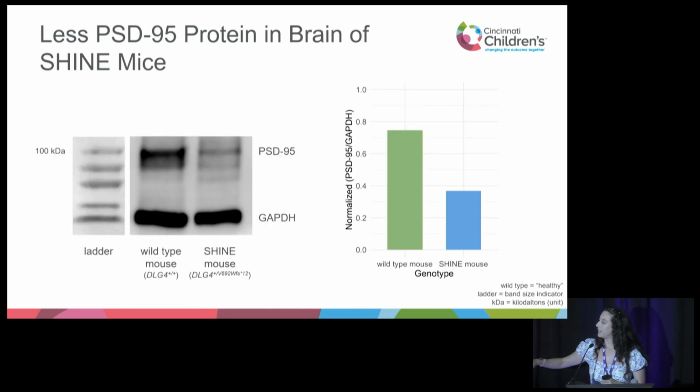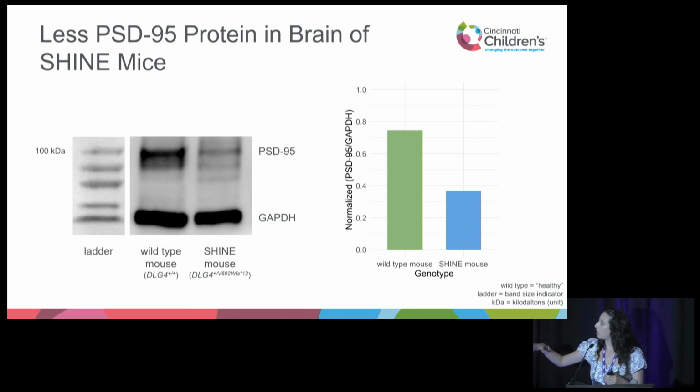So here we see again a ladder. The ladder tells us the approximate size of the proteins that we're looking at. That's our first column. Our second column is for our wild type or healthy mouse, and the third column is the SHINE mouse that has 1 healthy copy and 1 variant copy. So we can see that the PSD95 band is just under 100 kilodaltons, and that's why it's called PSD95, because it has a molecular weight of 95, and that's what's sort of demonstrated here, right? It's just under the 100 kilodalton band.